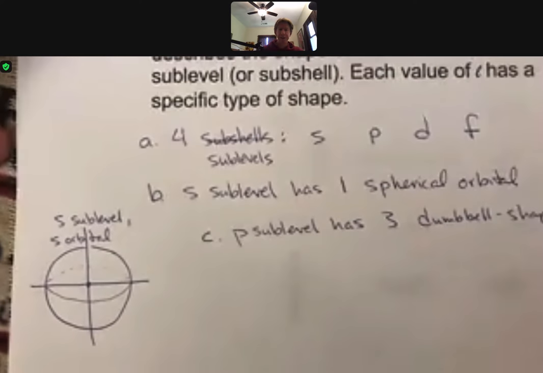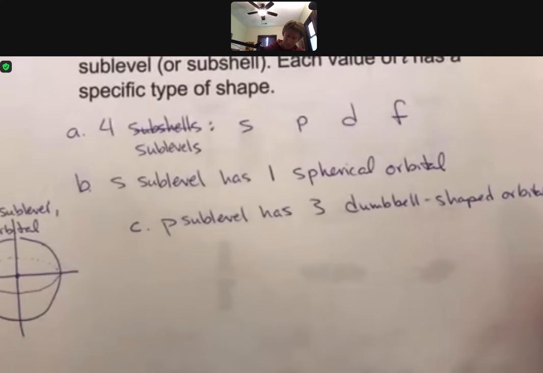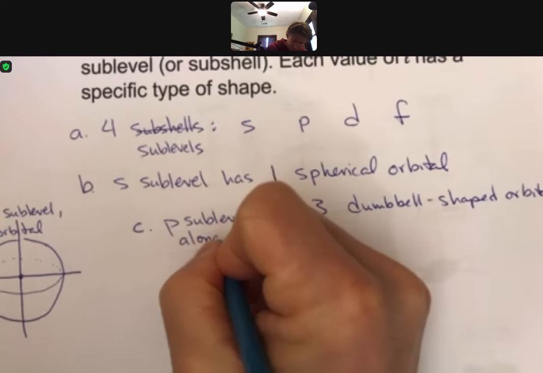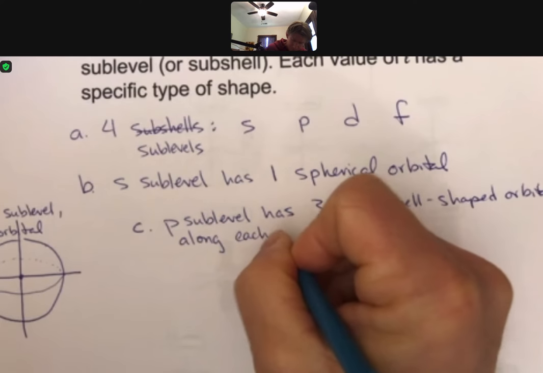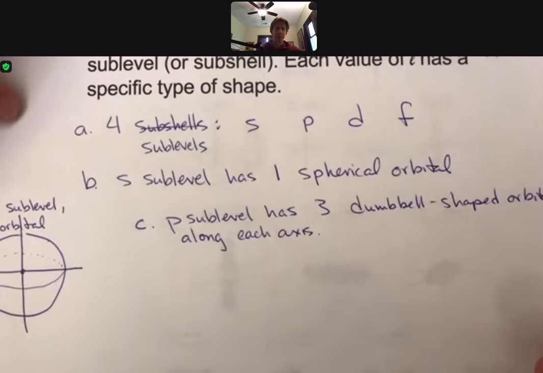Oop, I went off page there. P has three dumbbell-shaped orbitals along each axis. And I will draw all of these for you as well.